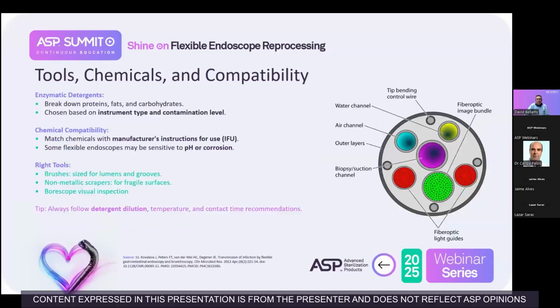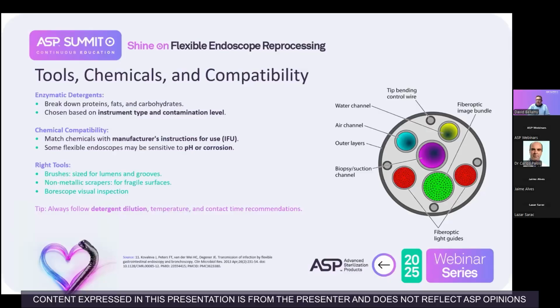So now a little look at the tools of the trade, as you could say. Effective reprocessing begins with selecting and having the right tools and chemicals and using them in a way that aligns with both standards and, of course, the manufacturer's IFU. So looking at how these standards and guidelines guide our practices in this area to ensure safe and thorough cleaning.